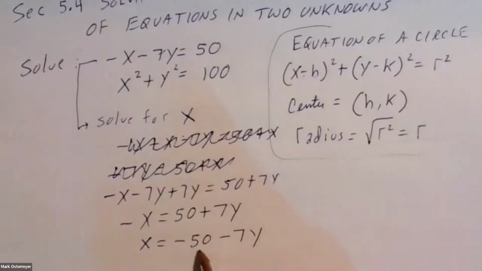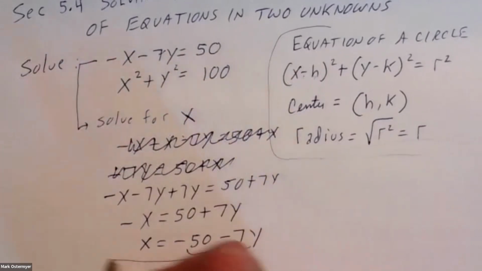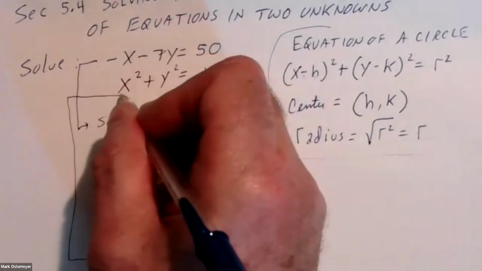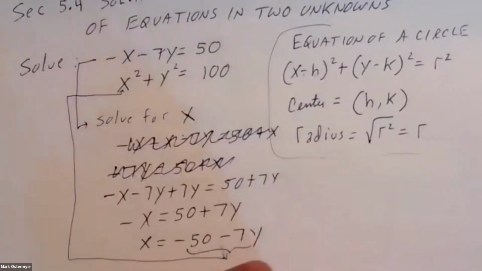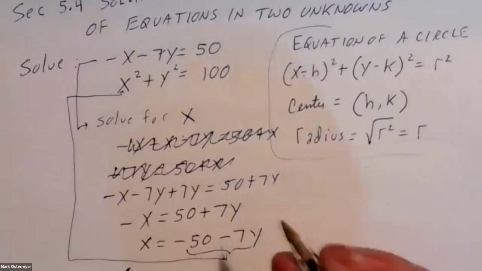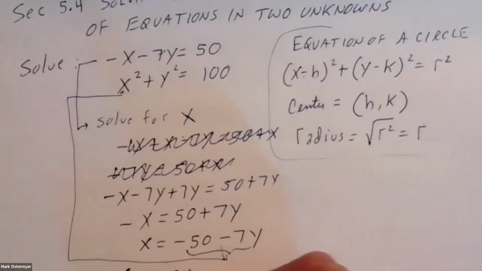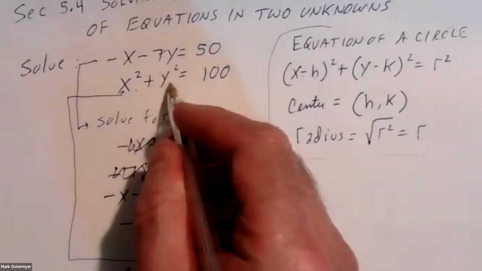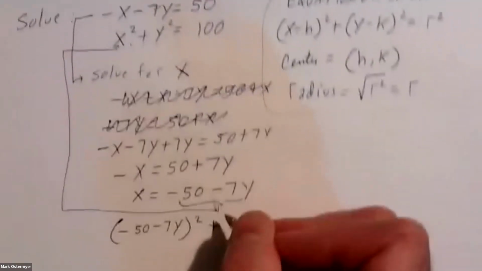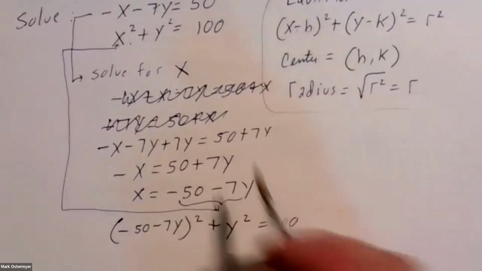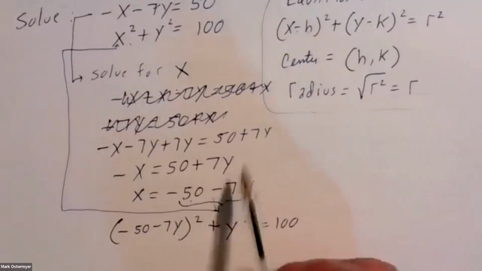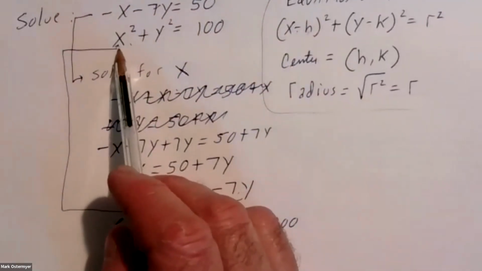So another name for x now is -50 minus 7y. I'm going to take this expression and bring it up here and substitute it into my second equation in for x. So in for x goes -50 minus 7y, and that has to be squared, plus y squared equals 100. Again, this -50 minus 7y I brought up and substituted into the second equation for x.